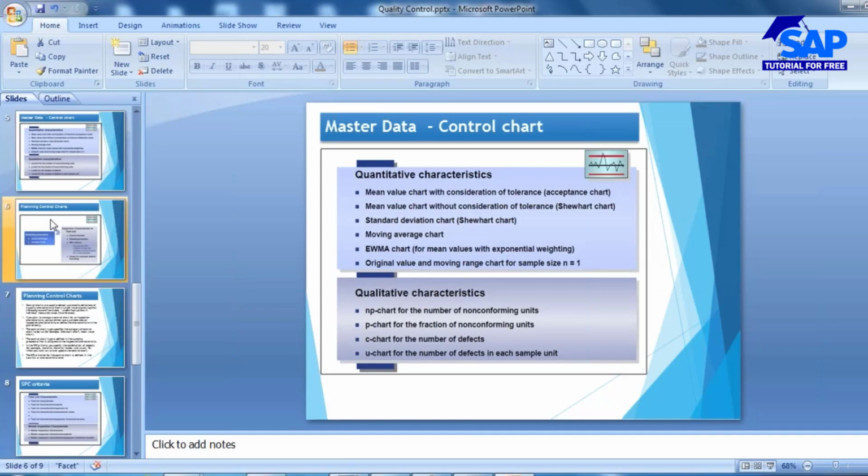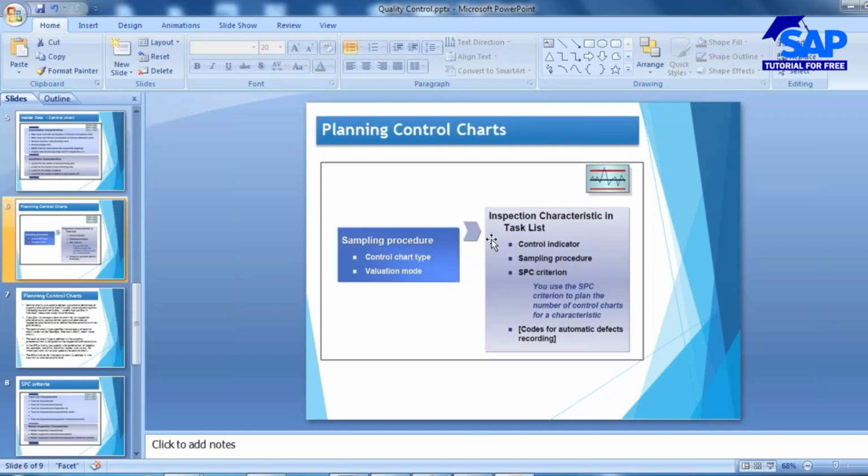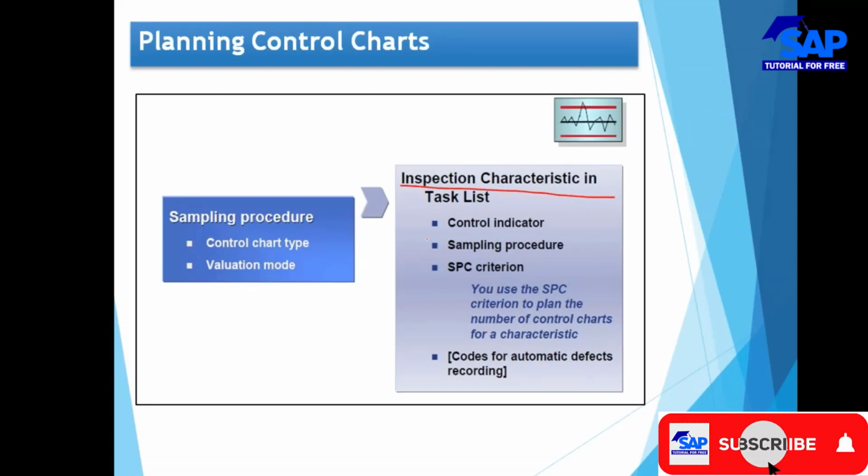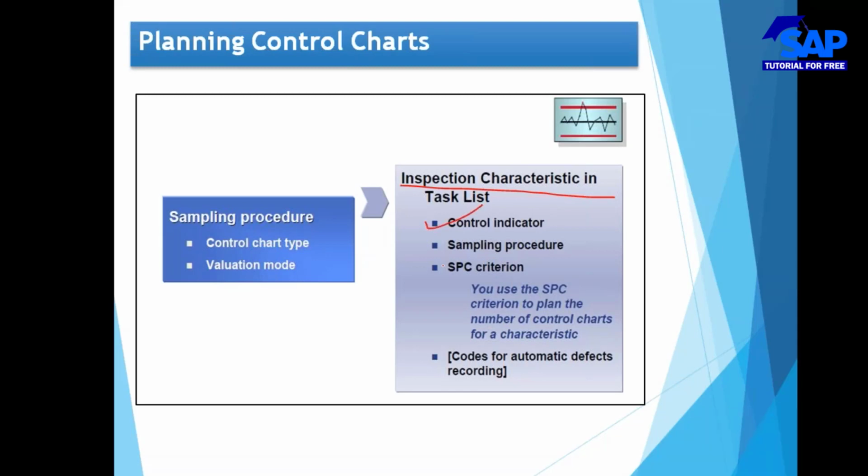Now, how to generate the control charts? Basically, what settings are you supposed to do? First, in the inspection characteristic, you have to set the control indicator as the SPC characteristic. We'll see all these things in the system. In the MIC, when you are creating the MIC, you have to set your control indicators as the SPC indicator. This you have to activate.